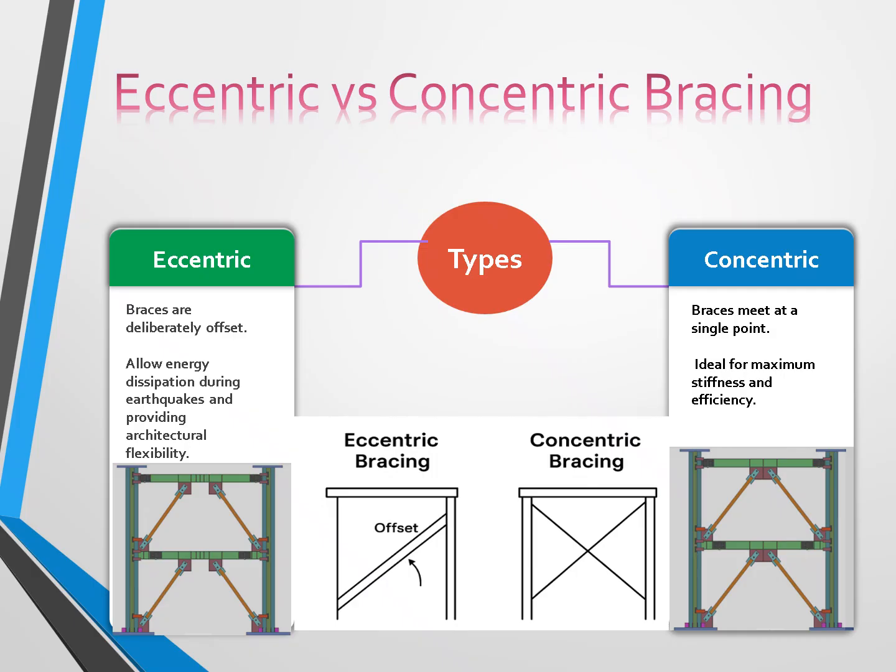What is the advantage of having this offset? It allows energy dissipation during earthquake and provides architectural flexibility. How can this energy dissipate through this offset? This offset is a kind of weak link which imposes large displacement at this location and dissipates lots of energy. While for the concentric bracing, because the bracing meet at a single point, it provides a high amount of stiffness and they are efficient.